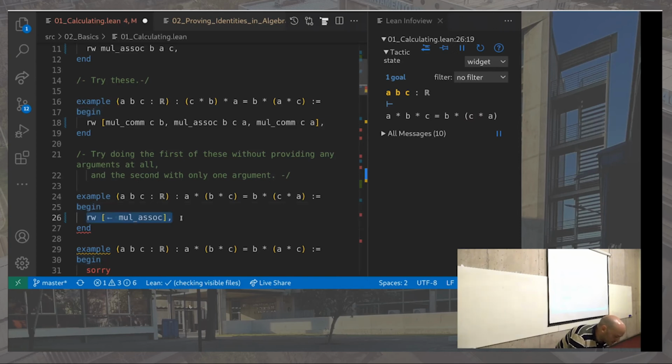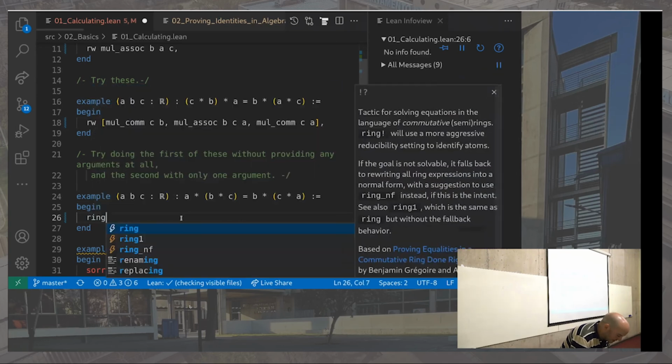Let me show how these things are really done. So I don't care about finishing this proof. One has just to find the right list of mul_assoc, mul_comm, and so on. And this is not fun. I agree. Indeed, Lean provides us with some automation to do something like that. We can just write ring.